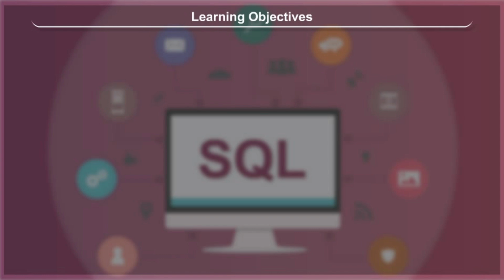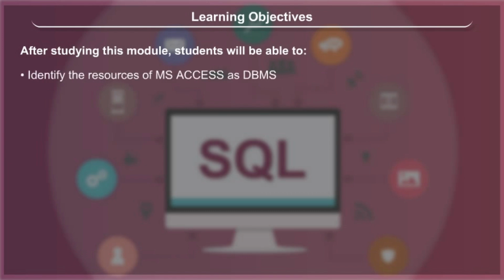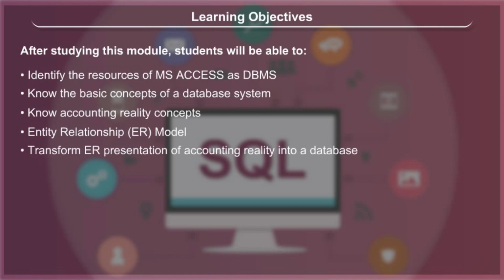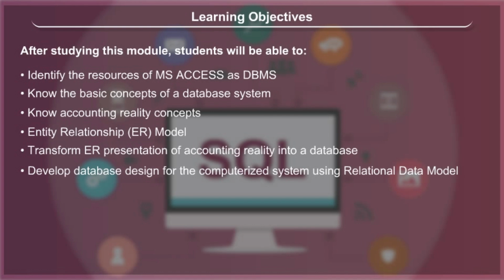Learning objectives. After studying this module, students will be able to identify the resources of MS Access as DBMS, know the basic concepts of a database system, know accounting reality concepts, the entity relationship or ER model, transform ER presentation of accounting reality into database, develop database design for the computerized system using relational data model, and retrieve accounting data and information using query.